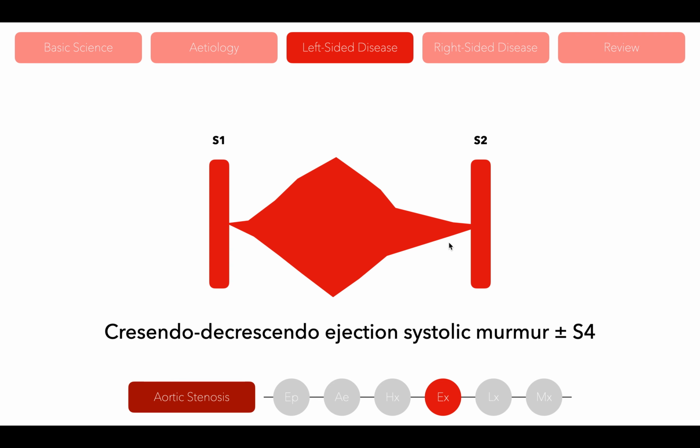So it goes peak down, peak down, peak down. It's one sound. It's ejection systolic. It's throughout the systole period, and you cannot discern lub dub very well, can you? Because it's just one continuous sound that connects S1 and S2.